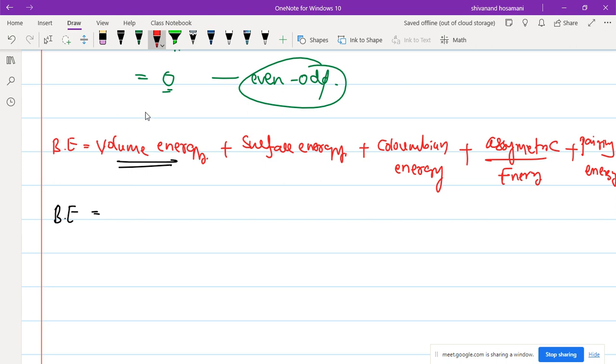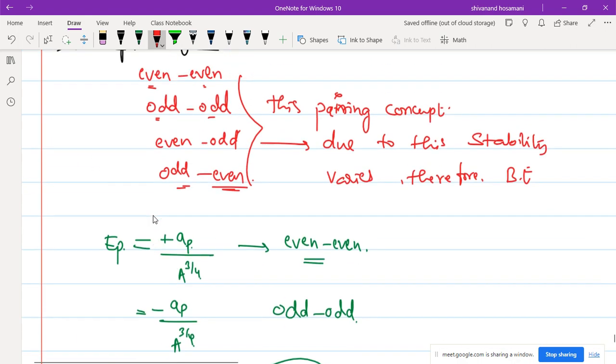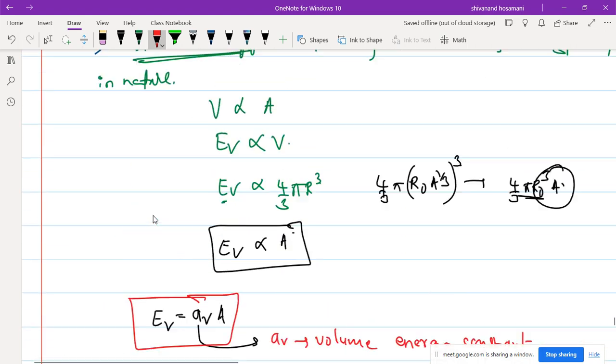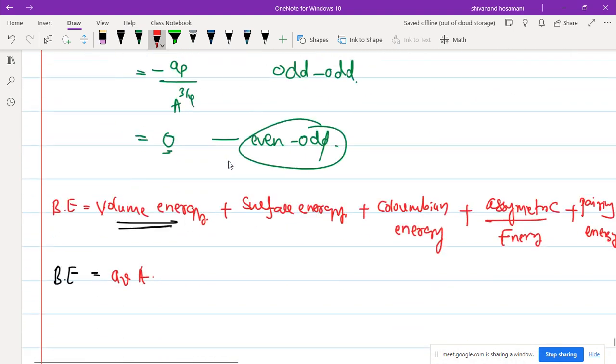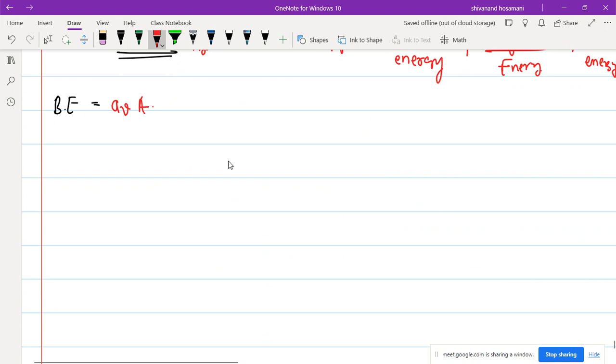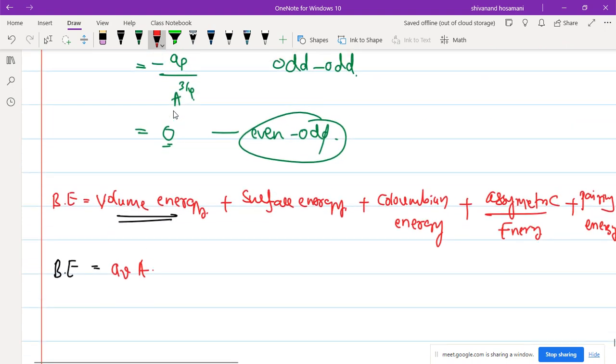Therefore, it is treated as AV into A, because in the above case, what we defined about the volume energy is AV into A, right? So it is going to contribute positively to the total binding energy. The next, what about the surface energy term? This surface energy term is going to decrease the binding energy or increase the binding energy?